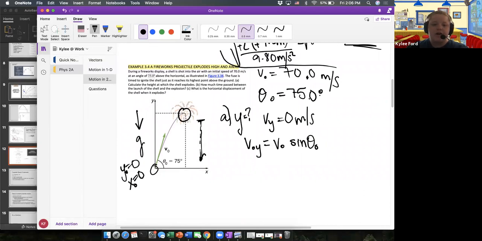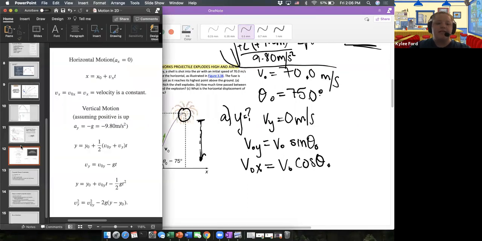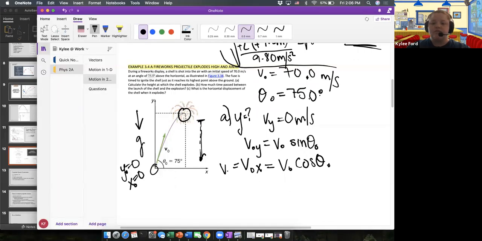So at our initial launch, we get some x component. V naught x is going to be similar: v naught times cosine theta naught. And if you remember, our velocity is constant the entire way in that horizontal direction, the x direction. Now that we have a lot of information, we can try to determine that max height.